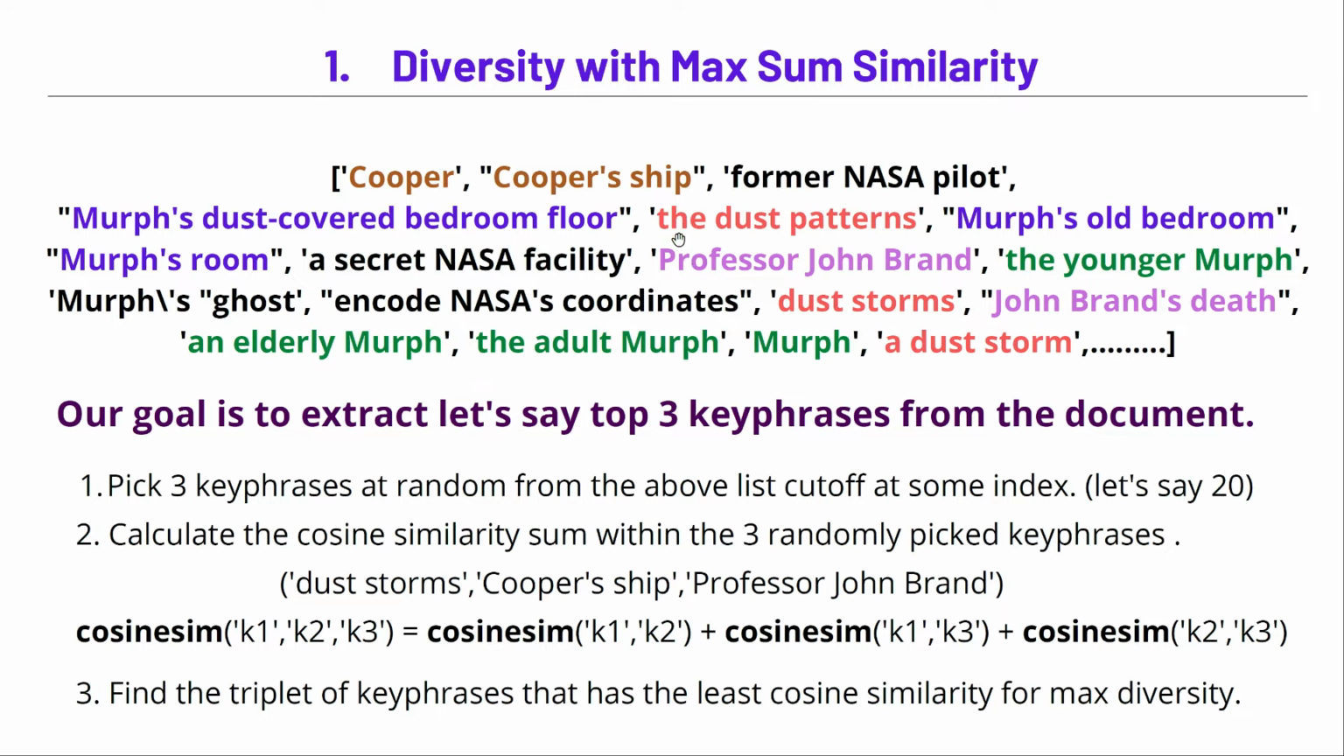And why are we saying that? Simply because we want to pick 3 key phrases with the maximum diversity. And when does maximum diversity occur? If there is least similarity among those 3 key phrases. So that's why we are calculating the similarity among those 3 key phrases with this formula. And if we pick the triplet combination that has the least cosine similarity, then essentially we have picked the top 3 key phrases that have the maximum diversity from the top n sorted key phrases. So that's essentially Max Sum Similarity.